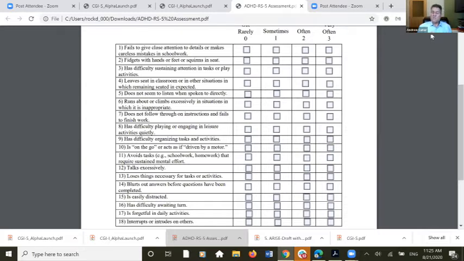This can be schoolwork, supplies for school, toys, games, books, articles of clothing, not putting their shoes away or hunting for their shoes. Do you find when you're trying to leave that you're always hunting for something that the child misplaced or lost? Item number 14 is blurting out answers before questions have been completed.